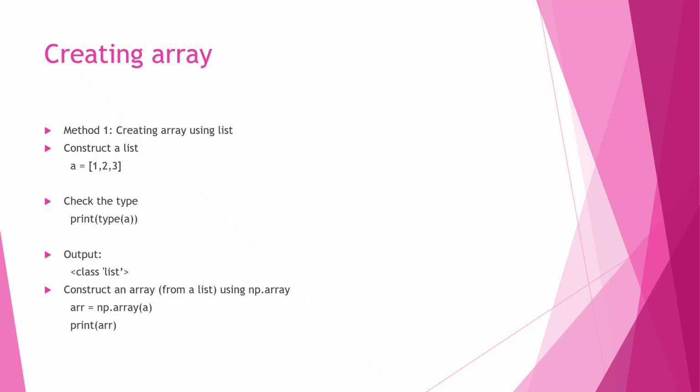The type is a function, or we can say operator, to identify the type of object, or type of the given variable. So here the type of variable A is list. It is a class type, the list is a class type.